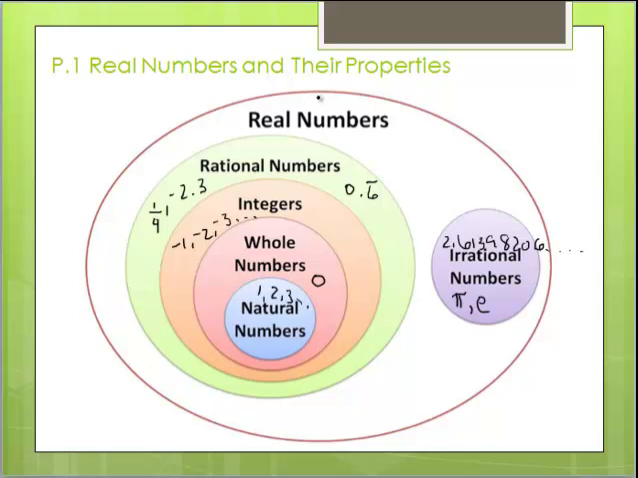Now when we get to section P.7, we're going to be talking about some imaginary numbers. That will be something even further out here. Imaginary numbers are numbers that aren't real. But we don't have to worry about that right now. Let's just worry about the real numbers. So real numbers include rational numbers and irrational numbers. The rational numbers include integers, and the integers include whole numbers, and the whole numbers include natural numbers. So I hope this helps define for you the real numbers and their properties.